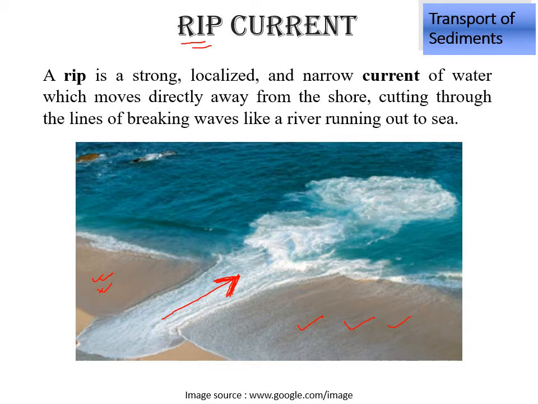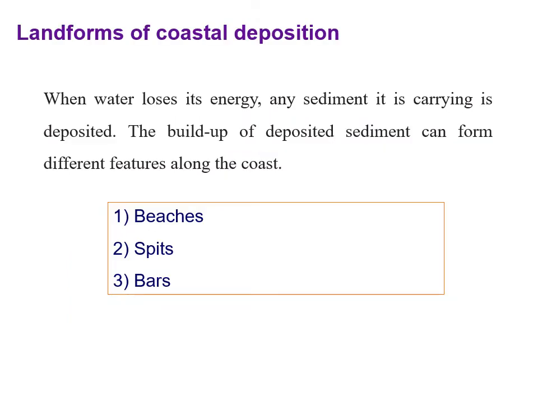Now coming to the coastal landforms formed by sediment deposition. As I already told you, in the coastal areas most of the sediments are supplied through rivers. Rivers erode in the far inland, transport those materials, and deposit them in the marine water when they meet the ocean. Now these sediments are the main source in the coastal areas.